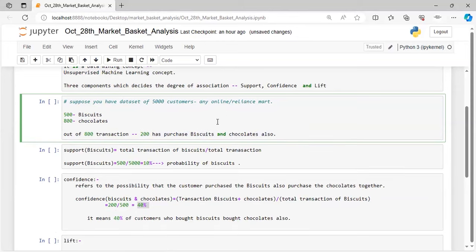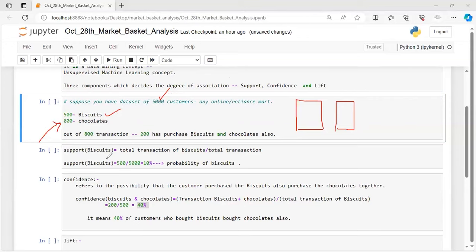Okay, I'm explaining your question again. All 5,000 invoices are there. In this combination, in these 5,000 invoices, the biscuit item has appeared 500 times and the chocolate item has appeared 800 times. And now you are targeting the sale of chocolate. You want to see the sale of chocolate in association with biscuit. That is what we are doing here.